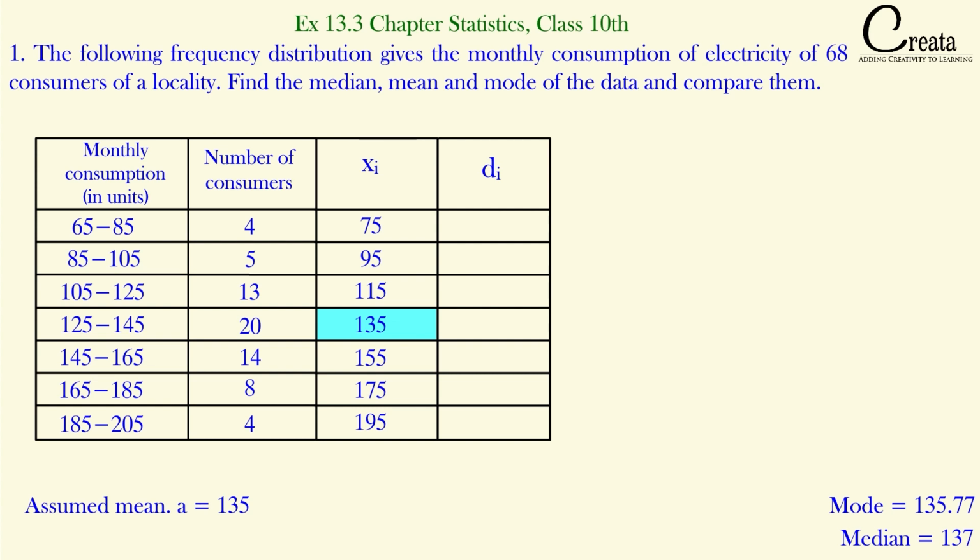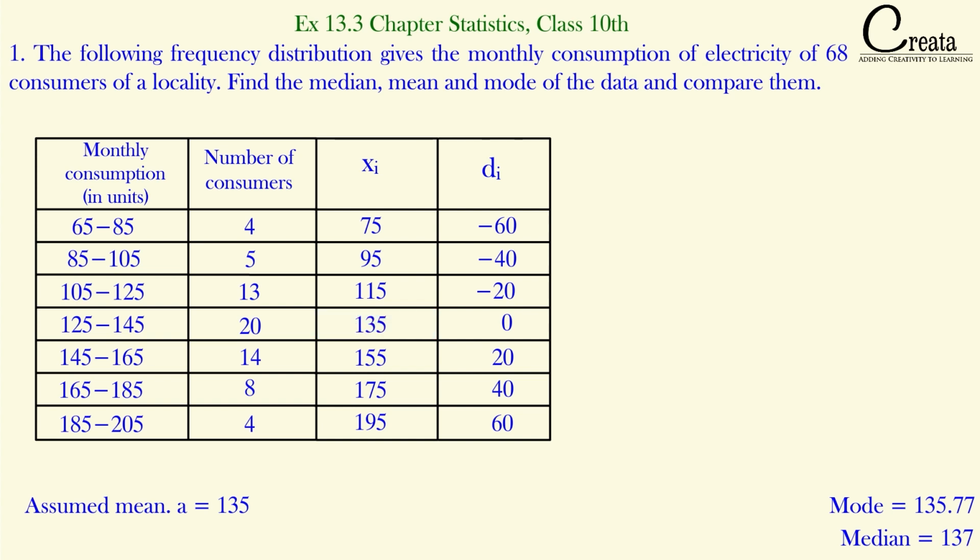The next step, we will calculate the deviation. We will subtract our assumed mean from all these values. 75 minus 135, it is minus 60. 95 minus 135, it is minus 40. Further, it is minus 20, 0, 20, 40 and 60. We got the value of deviation, which is di.